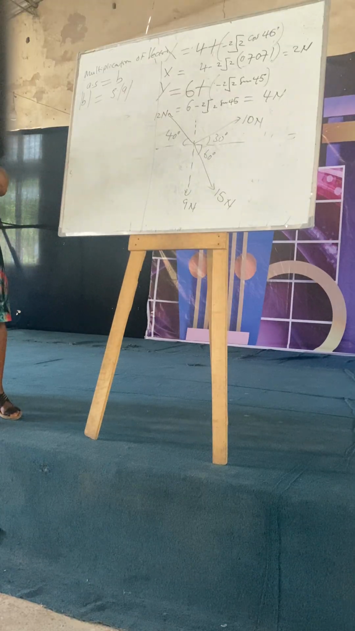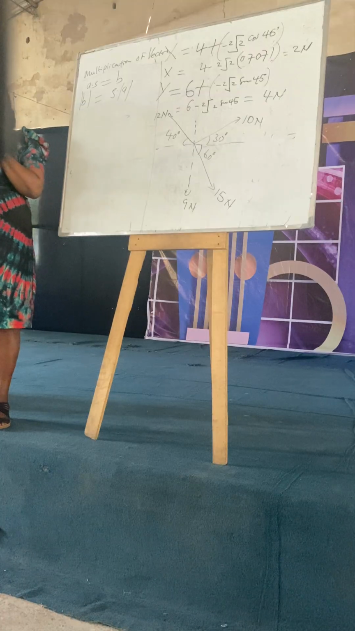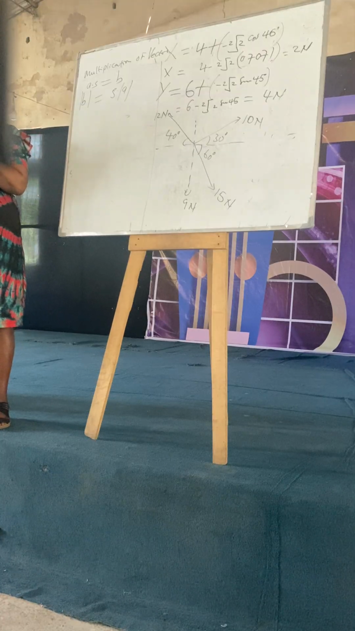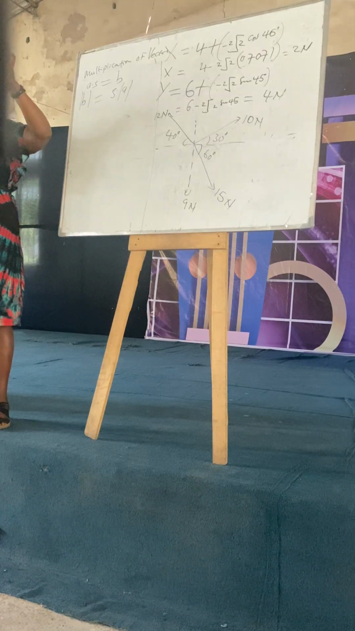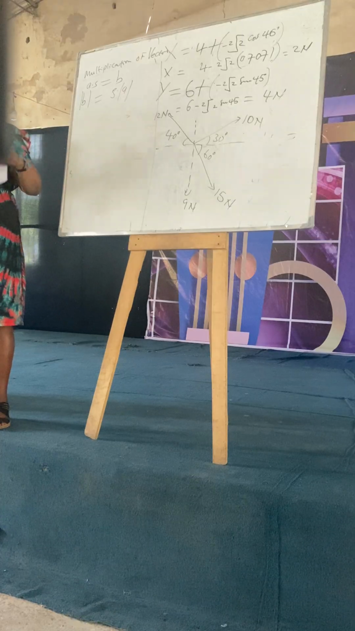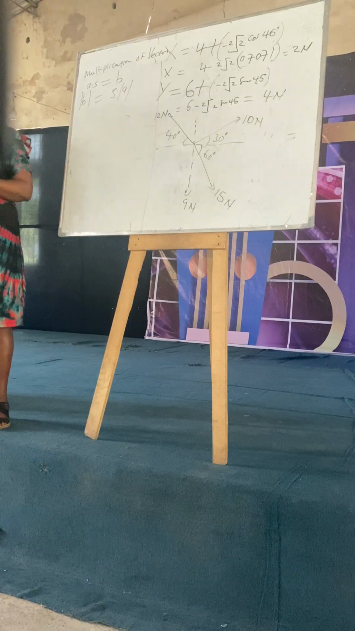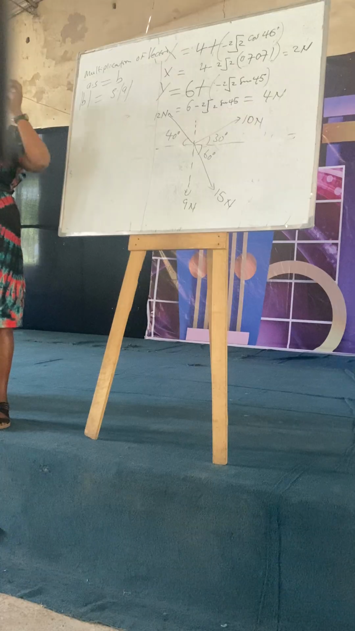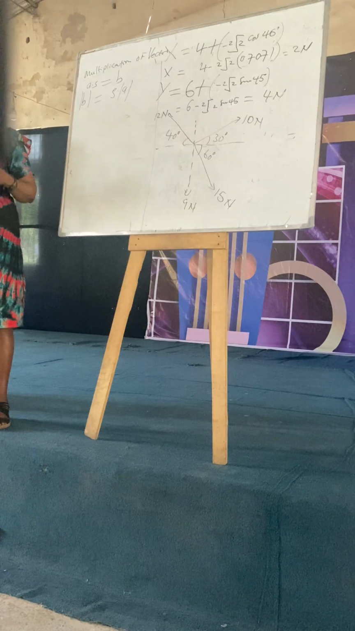Now, a vector can also be multiplied by another vector. This vector multiplication is between two vectors. There we have what we call the dot product and the cross product.